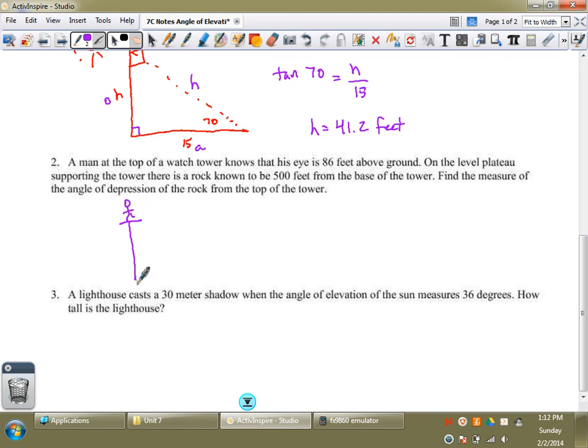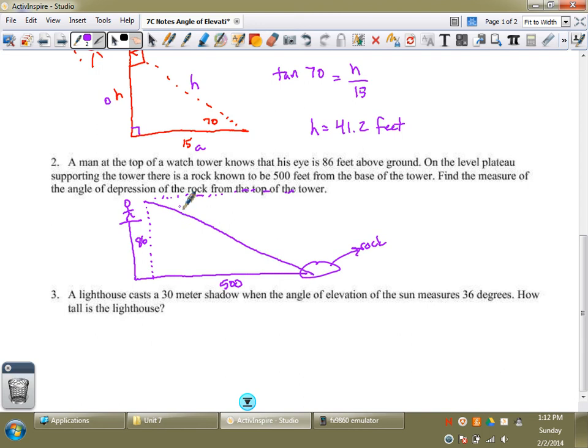And then, so we have this distance here. He knows that his eye, that this distance right here is 86 feet. He knows that this rock that's right here is 500 feet from the tower. And we want to know the angle of depression. Well, the angle of depression is from the horizontal down.